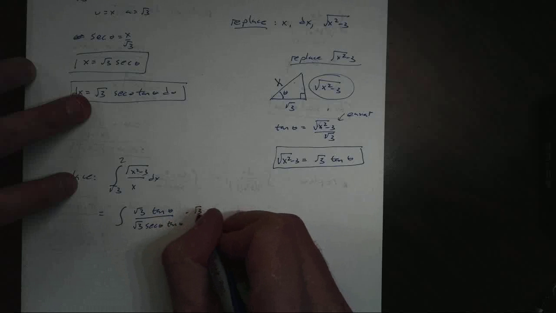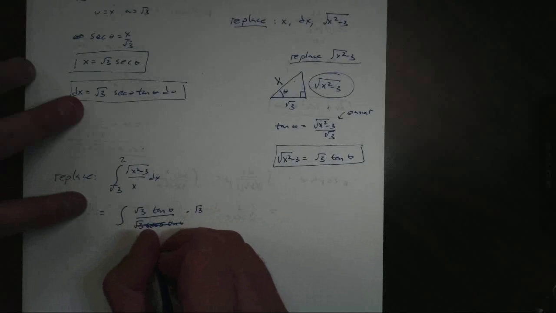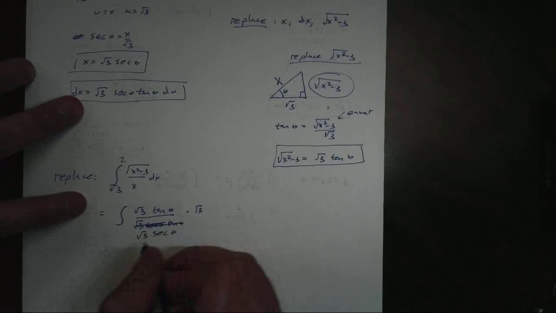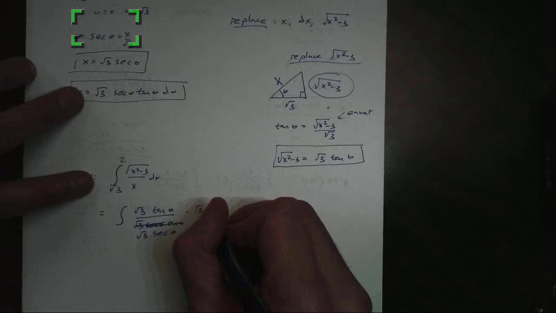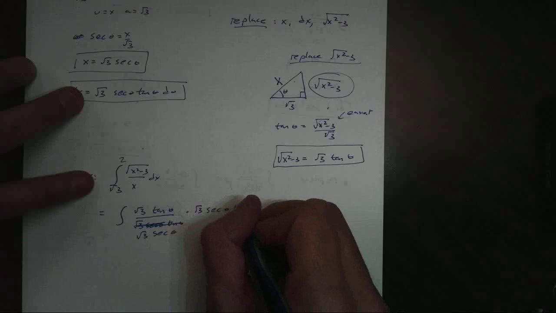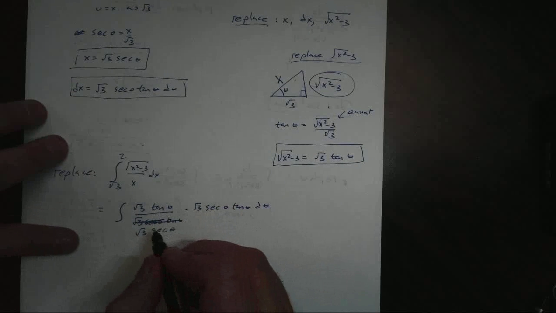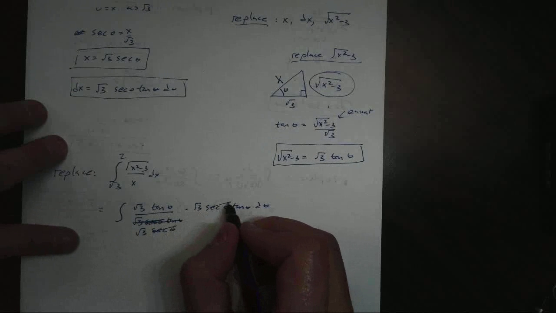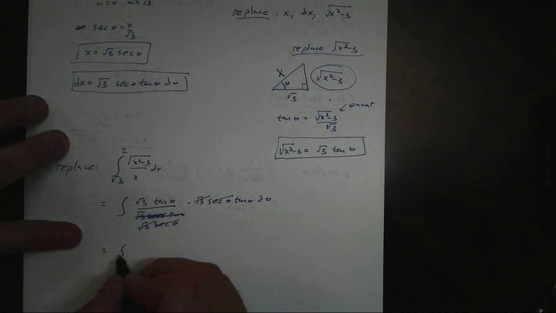Whoops, sorry. The bottom, sorry, is x, which is just the square root of 3 secant theta. Sorry about that. The bottom is just that. There we go. The dx is the square root of 3 secant theta tan theta d theta. Be careful. As you can see, it's kind of easy to make a mistake there. Now our secants cancel. So do these square roots of 3, and I write out what's left.